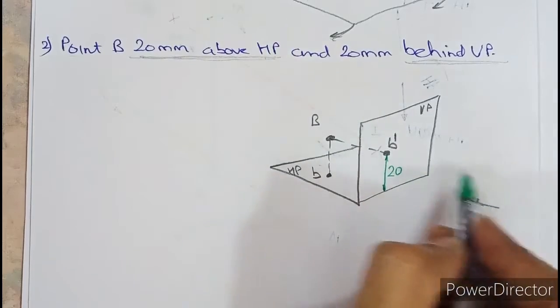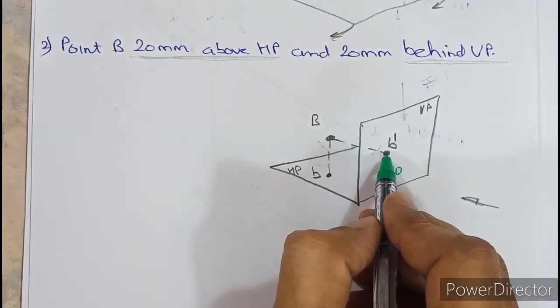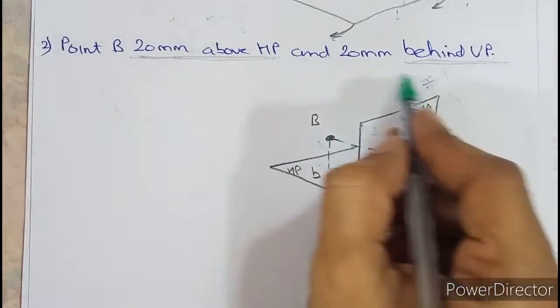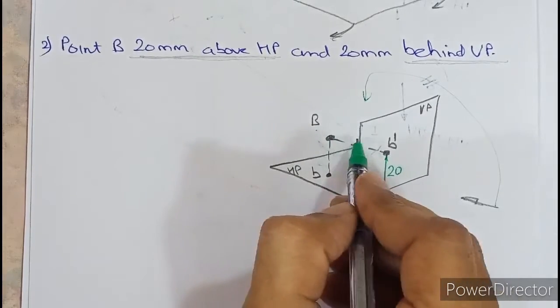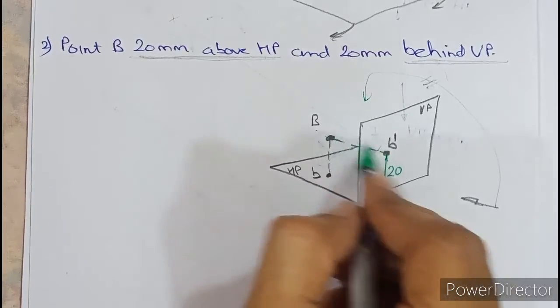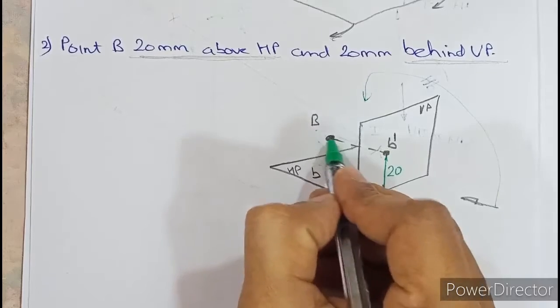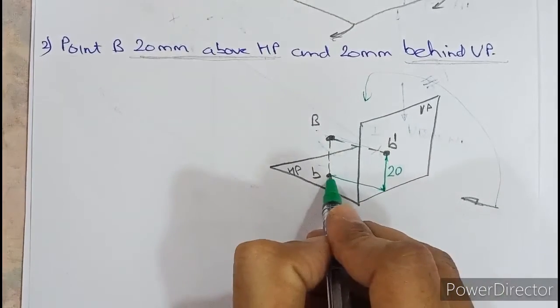Again, you cannot see how much a point is behind from the front. So you need to go to the top view and find out how much it is behind. So behind can be seen only from the top view. So they are saying this point capital B is 20 behind VP. So parallel to this, even this is 20.